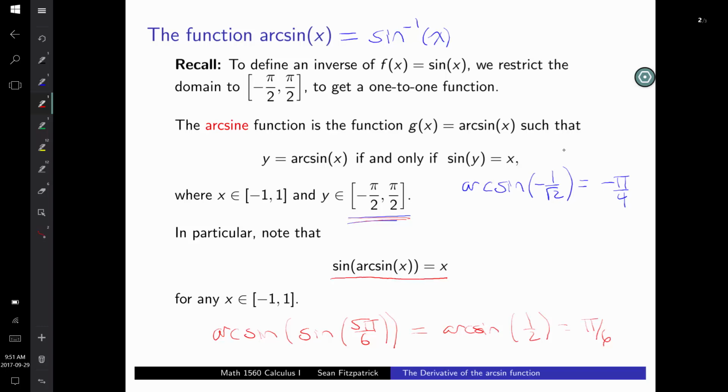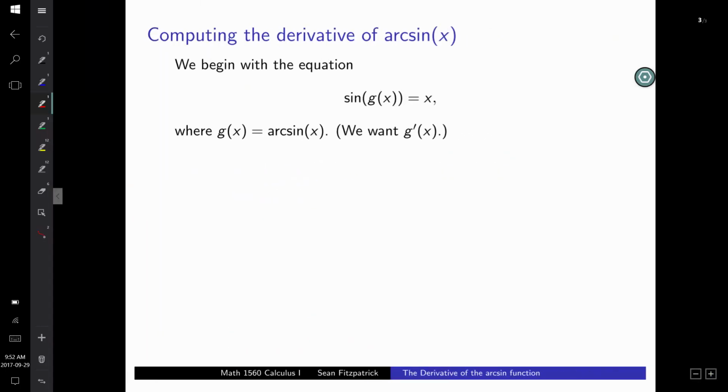So there are kind of two points. As soon as I say that y equals arcsine, I'm saying that sine of that angle, y is representing an angle here, sine of that angle is x, but also that this y value has to be between minus pi over 2 and plus pi over 2. Okay. Now, how do we take the derivative of this thing? Well, it's an inverse function, so we take the derivative using the method we developed in the last video, right?